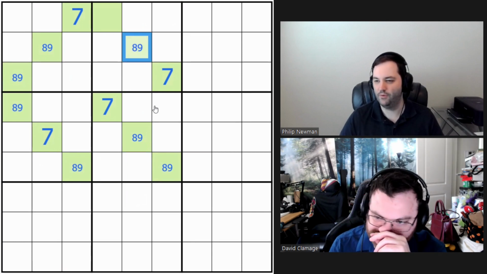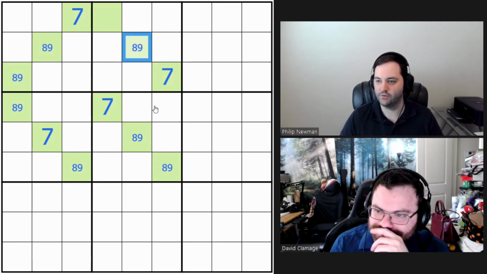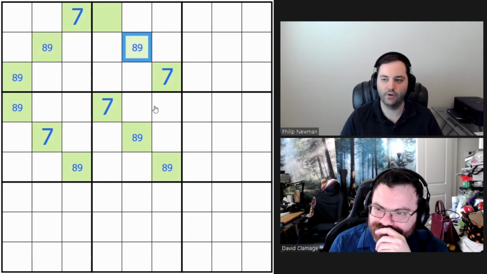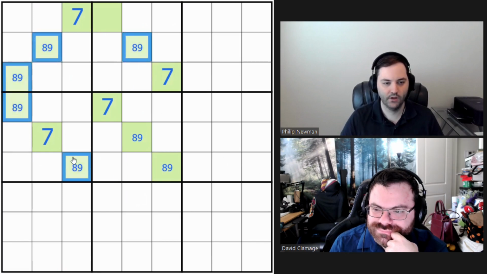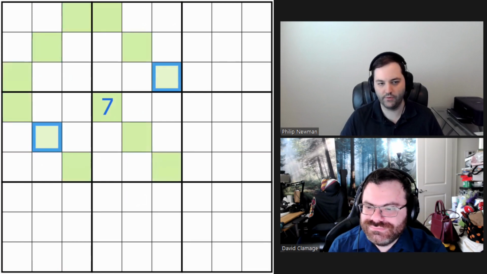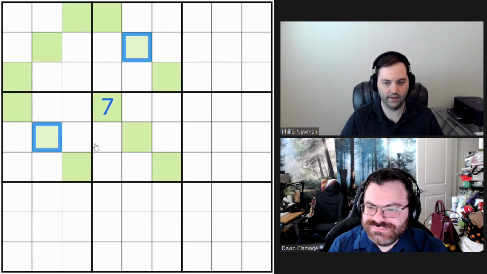So for single values, you can think about strong links. For bi-values, you can think about the strong links on the individual digits, or you can think about the number of cells that are bi-value. So that works the same way. All right, last case.